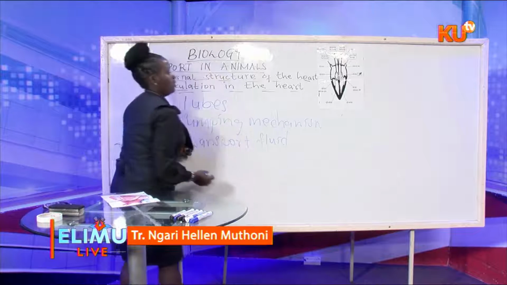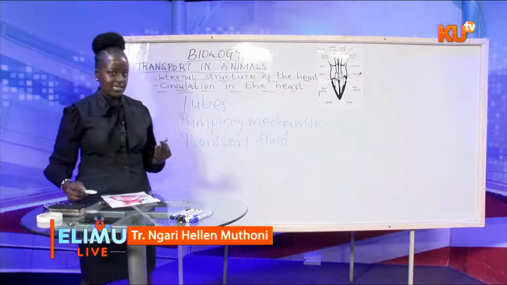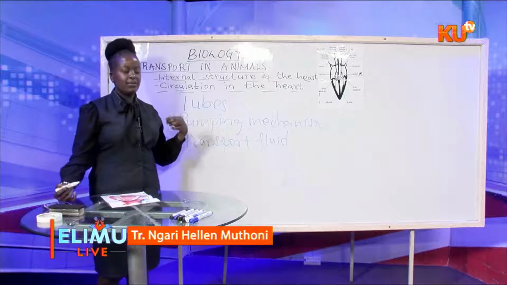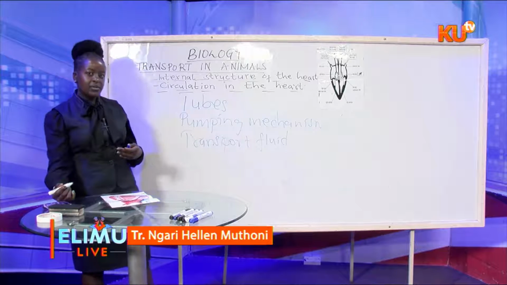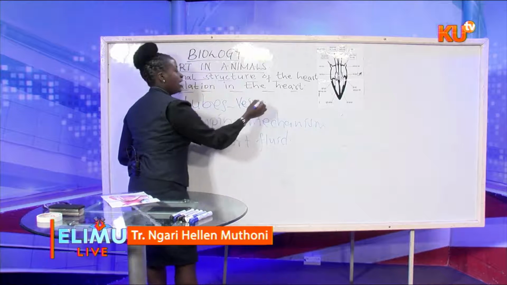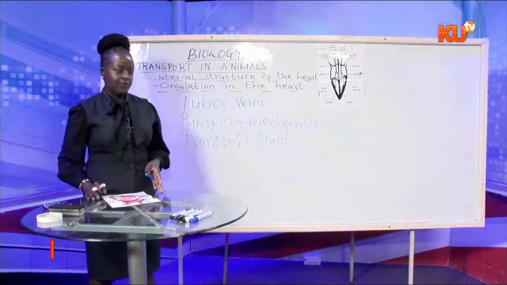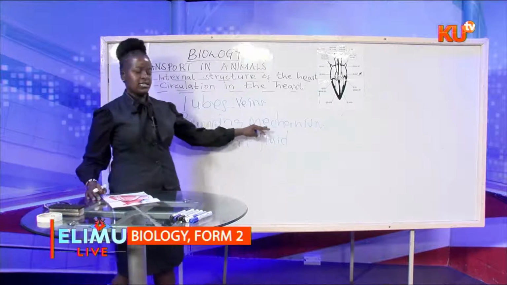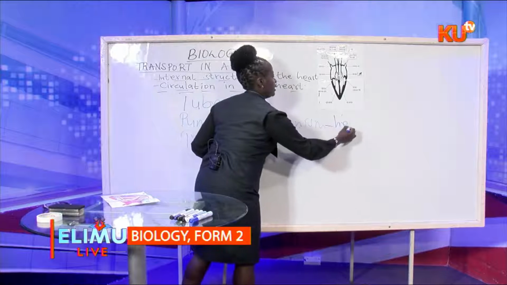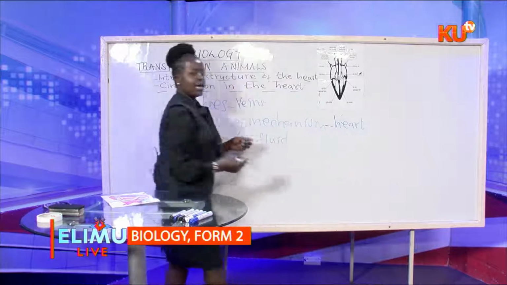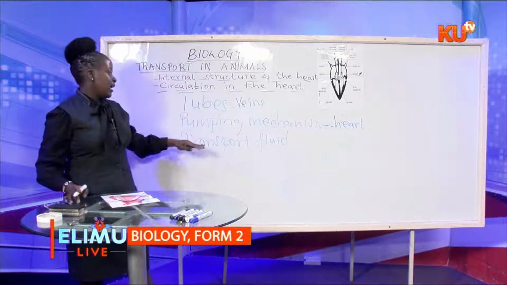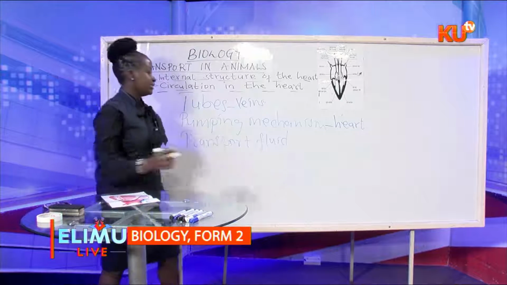In this case, we are looking at the mammalian heart, the heart of a mammal. And so, the tubes, these are the blood vessels inside the mammals, and they include veins, arteries and capillaries. Now, the pumping mechanism, which is our main focus, is the heart. The heart is the one that will help to transport the blood from one part of the body to another part. And the transport fluid in mammals is the blood.